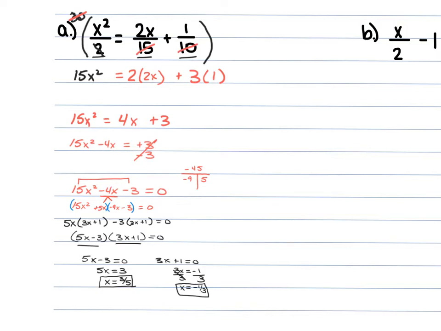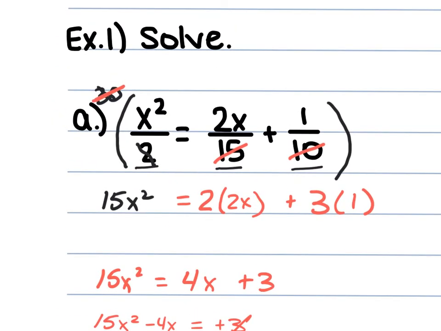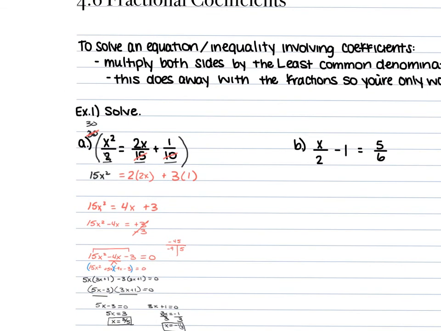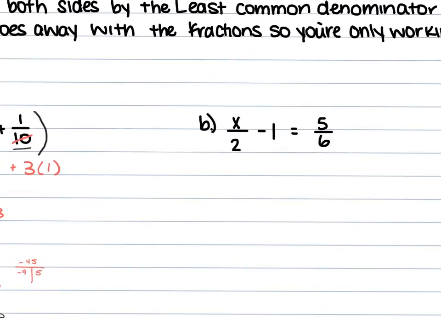Yes, ma'am? That's a 30? Yes, 30. Because 2, 15, and 10 all go into 30. It's the smallest number we could think of that all three of them went into. That's why we chose 30. And we're going to do that each time. We're going to look for the smallest number that each one of them goes into.